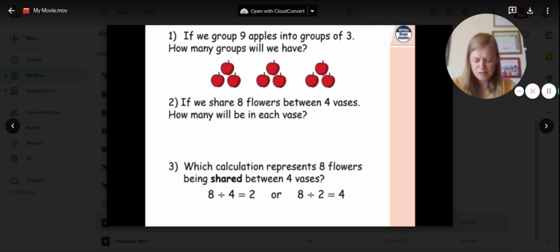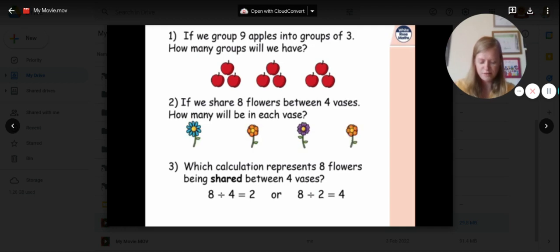Question 2. This time we're sharing. We've got 8 flowers to share between 4 vases. So I'll put 1 in each vase. Let's see. 1, 2, 3, 4. I've used 4 flowers. Now I'll put another in each vase. And I've used all 8 flowers. 2 flowers in each vase, shared equally.